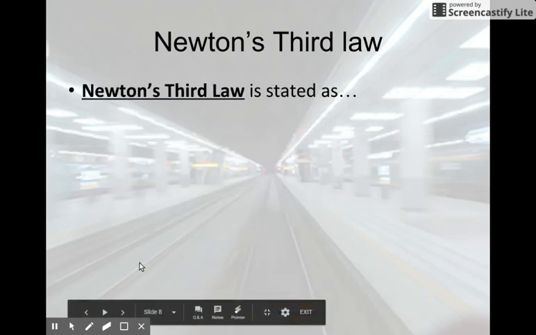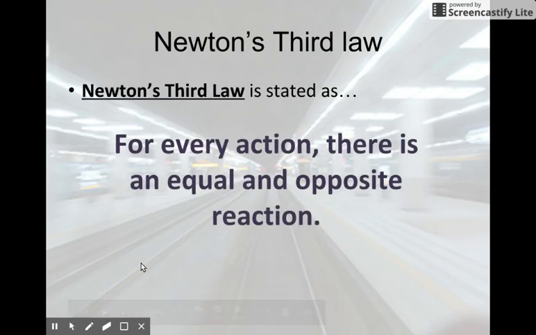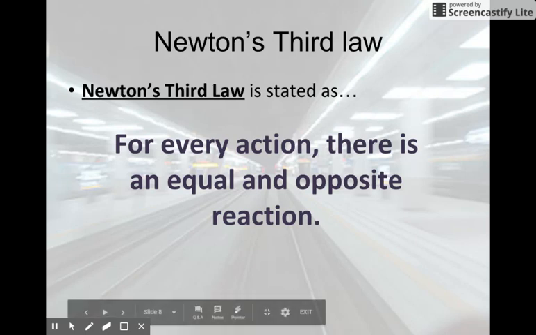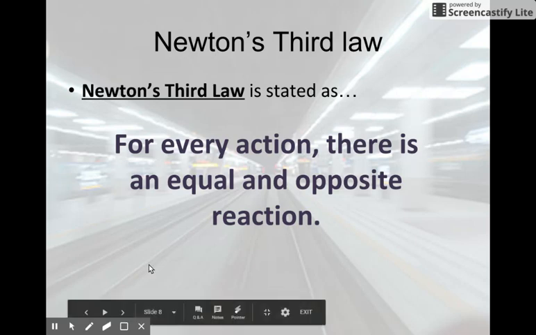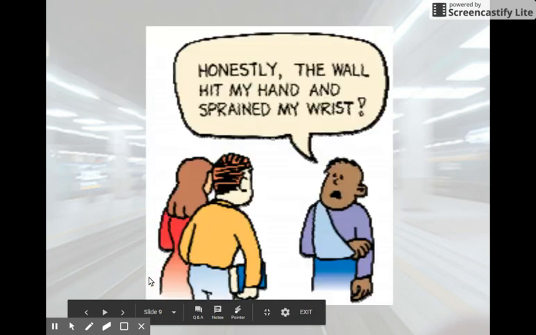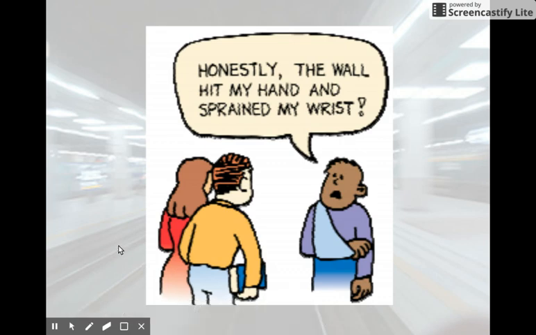So let's define Newton's third law. For every action, there is an equal and opposite reaction. When we're saying action and reaction, we're talking about a pair of forces acting on two different objects. If you hit the wall, the wall hits back on you, and that's why you can injure yourself. The same force that you apply to the wall is applied back onto you.